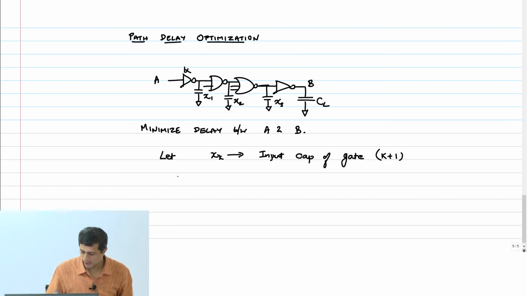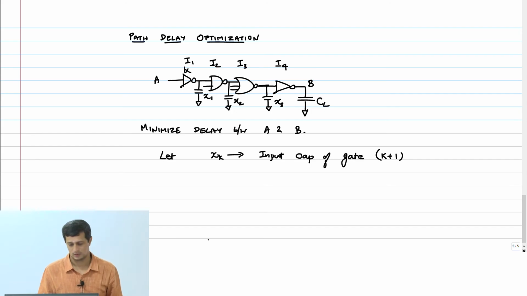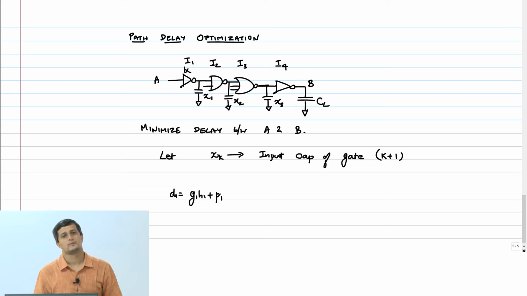Okay. So now what I can do is, I can write my delay expression for each of these gates like we did earlier, right? So I have gate I1, I2, I3 and I4. So I can write D1 as G1 into H1 plus P1. Of course here it's an inverter, so G1 is 1, P1 is 1 and so on. But in general I can write it as the delay of the kth stage is Gk into Hk plus Pk. Okay. What is H1 now?